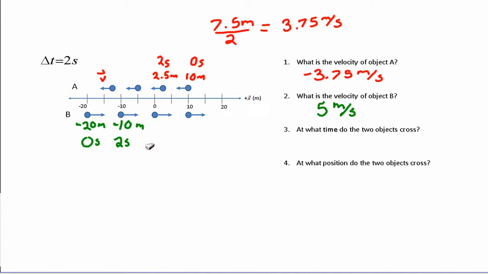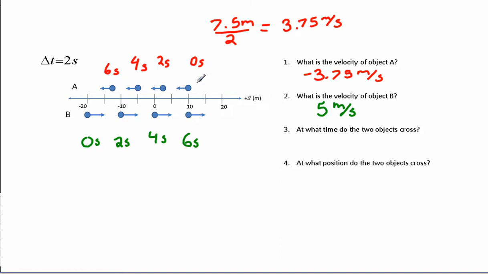The next two questions can be tricky if you don't understand what the motion diagram is saying. So what time do the two objects cross? So what I'm going to do first is just go ahead and label the times for each one of these. So the third dot here is 4 seconds, the fourth dot here is 6 seconds.